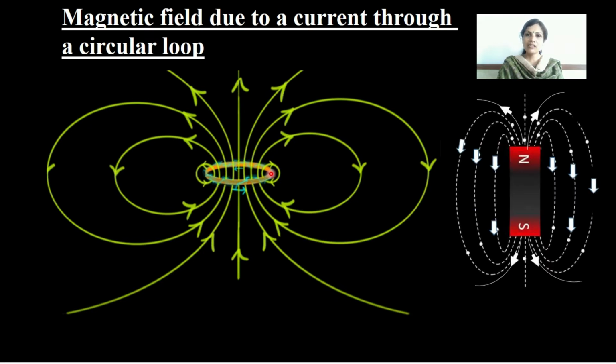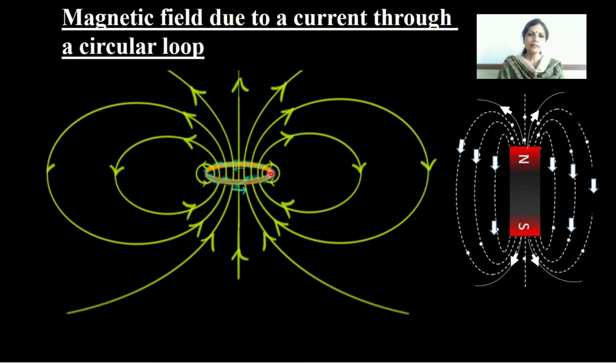Can you see there on the screen? I have taken a bar magnet, and can you see the similarity between the magnetic field of the circular loop and the bar magnet? Both the fields, or the nature of the magnetic field, look the same. So we can say that the nature of the magnetic field in a circular loop is also similar to that of the bar magnet. So if I reduce the size of the circular loop, it acts as a bar magnet.